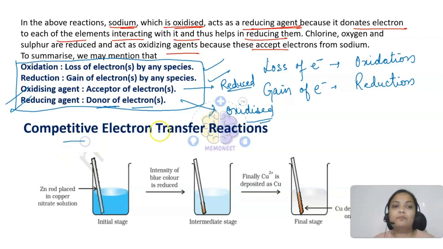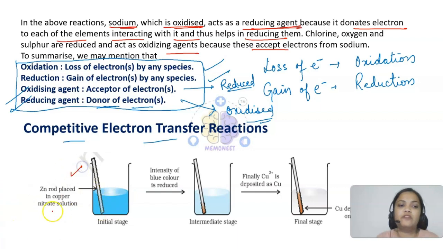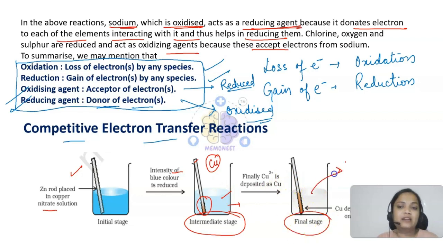So here we can see a competitive electron transfer reaction. Now what does that mean? Let us understand. So here students, what we have taken is a zinc rod placed in a copper sulfate solution. You know copper sulfate is blue, sorry, copper nitrate, it is blue in color. After some time you will observe that brown colored copper is getting deposited over the zinc rod, and the blue color of the copper nitrate is fading. You can see that the intensity of the blue color is reduced, and ultimately you will get a colorless solution. And all the copper will get deposited on the zinc rod.